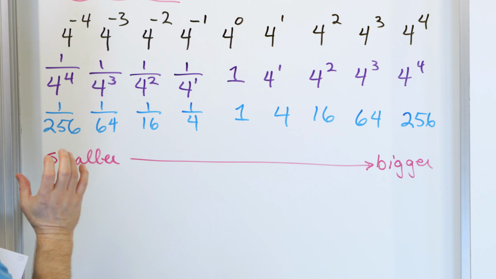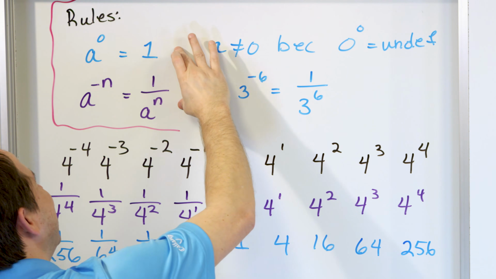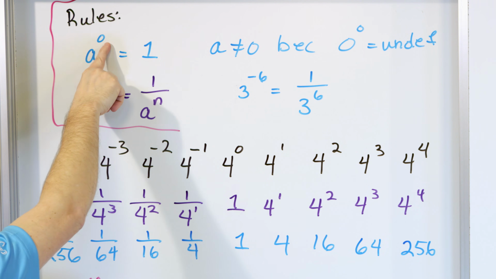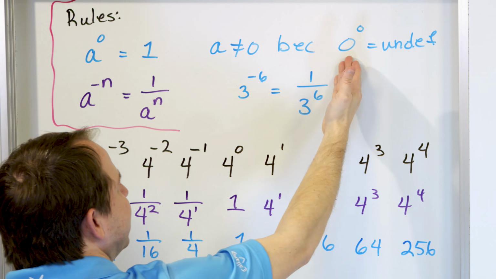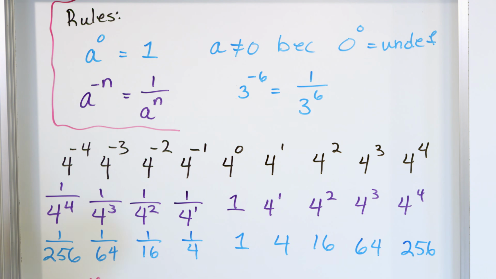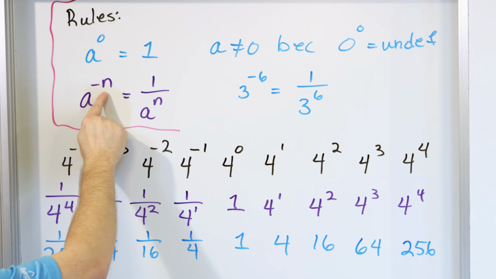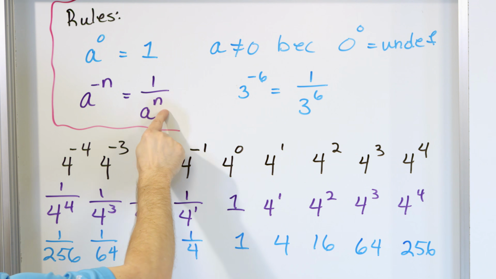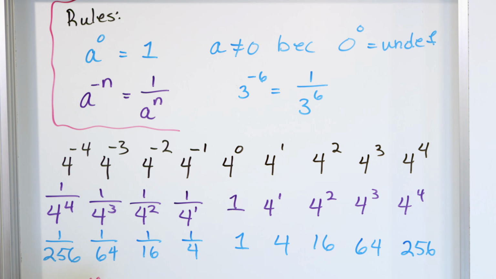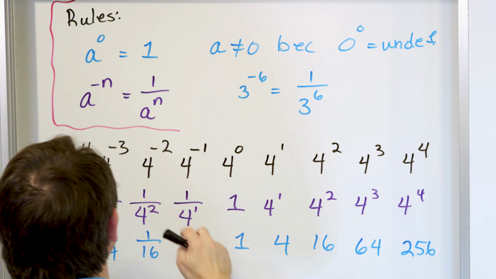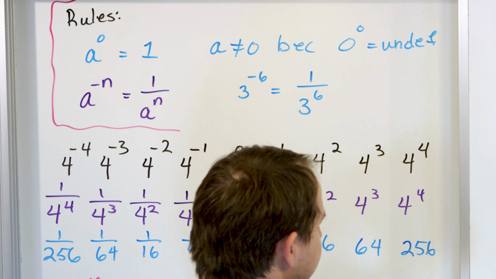Now I want to turn my attention next to showing you why this is true. Why is it that anything to the 0 power is 1? Of course, except 0 raised to the 0 power, that's undefined. And why is it that anything raised to a negative exponent is just a fraction with the exponent turned positive and brought into the denominator? I want to go over why those rules actually work. So let's take them one at a time. Let's talk about this first one first.